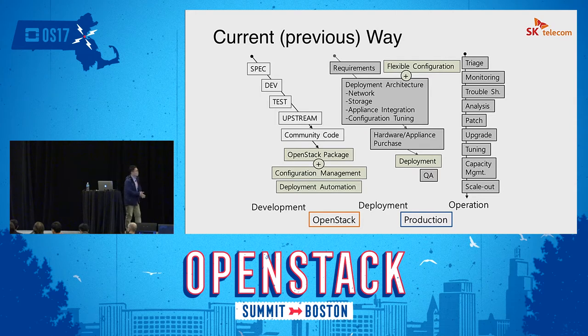So what made us work on this Kubernetes stuff? The current, or soon to be previous, way of doing OpenStack was that as a telco, we don't have enough developers or engineers to do our own OpenStack. So we decided to work with vendors as usual. That means the vendor provides the OpenStack package and a way to do configuration management and deployment automation. Our job is to provide the requirements and work with vendors to set up the deployment architectures, and we have to purchase hardware and appliances. Once we deploy OpenStack, operation happens in collaboration between us and vendors.